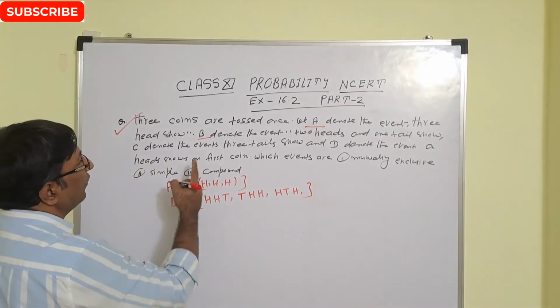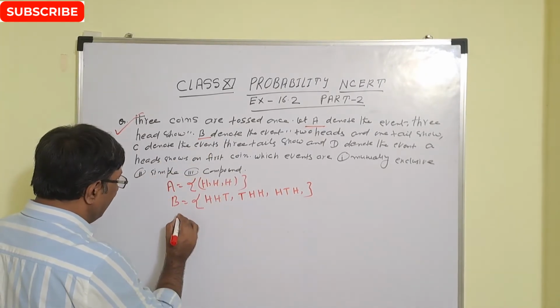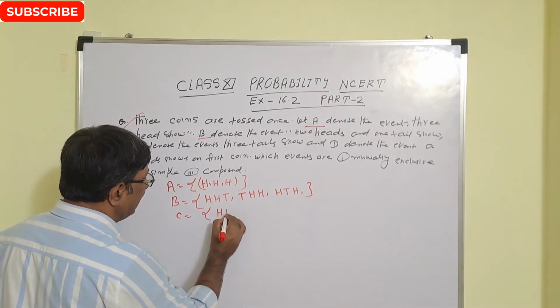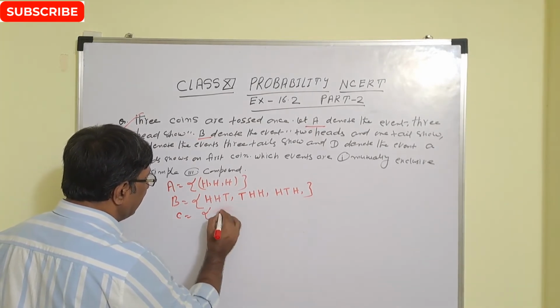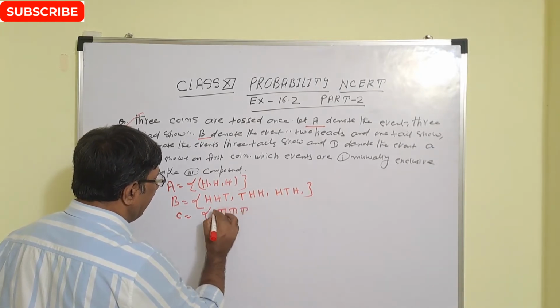Now C is what? Denote the event 3 tails. So C equal to 3 tails, so this is tail, tail and tail.